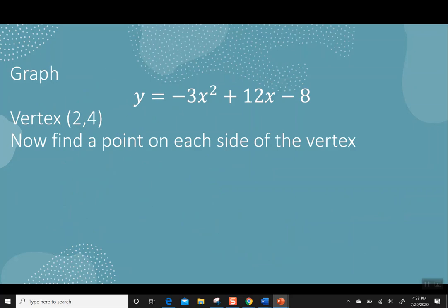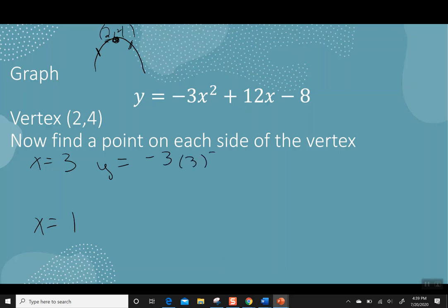Now I want you to think about this. This is negative, so it's going to open upside down. Right here, this is 2, 4. I want to pick a number to the right and a number to the left. A number to the right of 2, think of bigger than 2, so let's plug in 3. A number to the left would be less than 2, so let's plug in 1. Now, if I'm doing it right, when I plug in 3 and when I plug in 1, I should get the same answer. So let's see what we get.